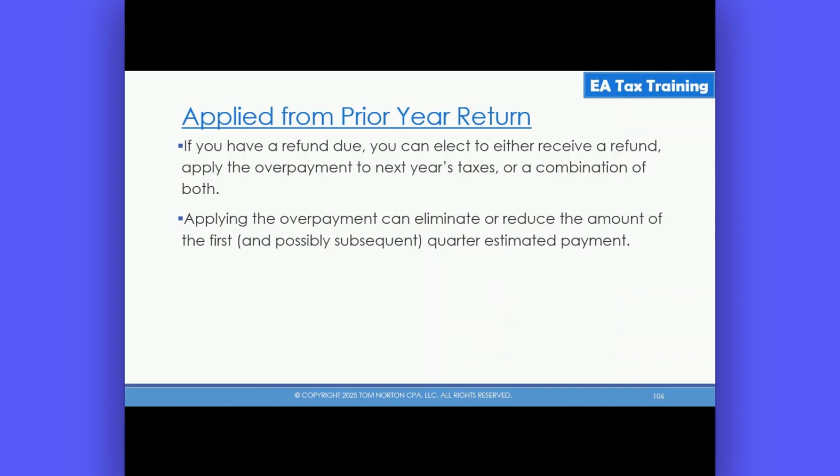So by doing this, you can eliminate or reduce the amount of that first quarterly estimated payment, or depending on the amount of the refund, you might be able to eliminate 2, 3, or even all 4 estimated payments. But it's an easier way of making the estimated payments than getting the refund and then turning around and writing a check.